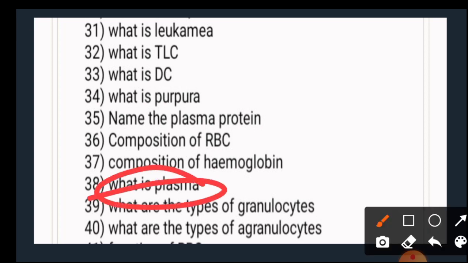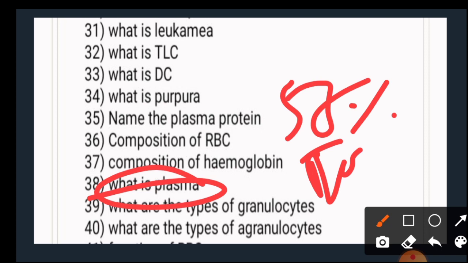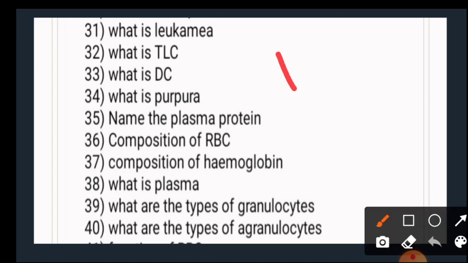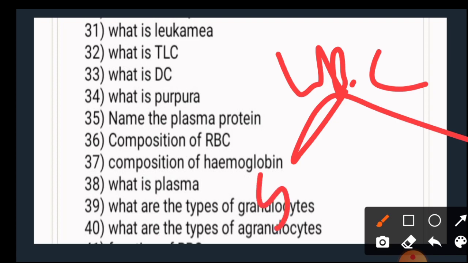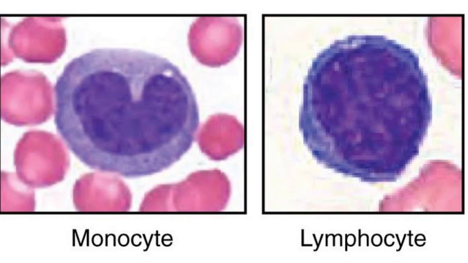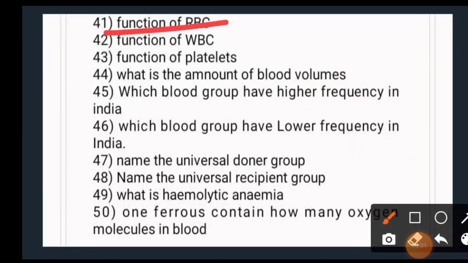Next, what is plasma? It is the colorless part of the blood, and it is almost 55% of the total blood. Next, what are the types of granulocyte? First, WBC is divided into 2 categories: granulocyte and agranulocyte. In granulocyte there are 3 cells: neutrophil, basophil, and eosinophil. And in agranulocyte there are 2 cells, monocyte and lymphocyte.